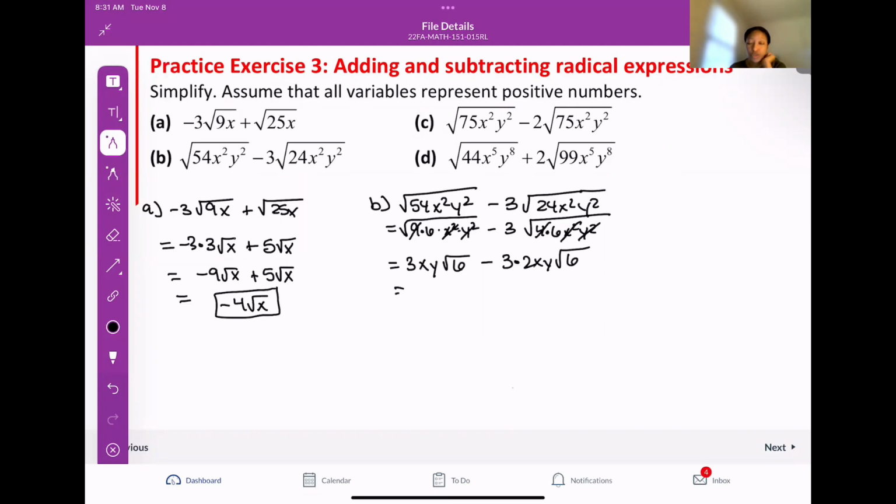All right, we have 2 radical 6 expressions here. These are like expressions we can simplify. First, let's rewrite this as 3xy root 6 minus 6xy root 6. Then 3xy minus 6xy would leave us with a negative 3xy root 6.